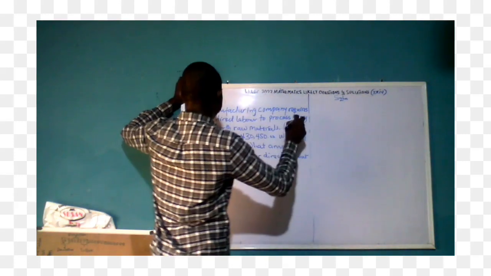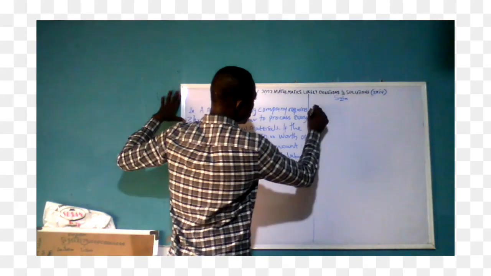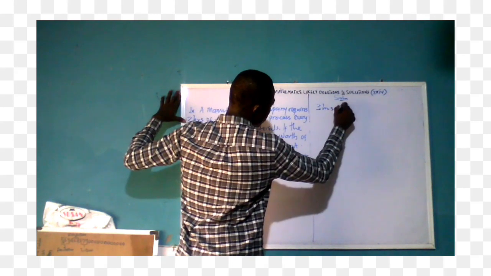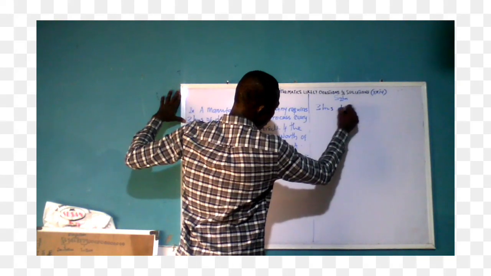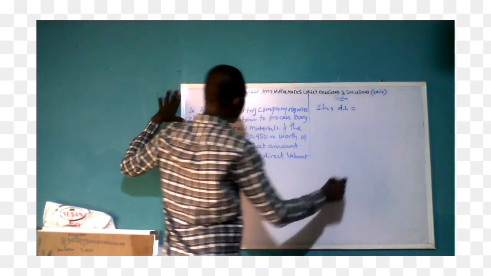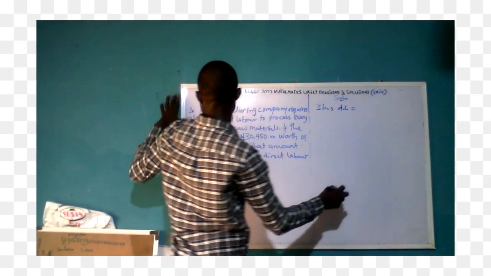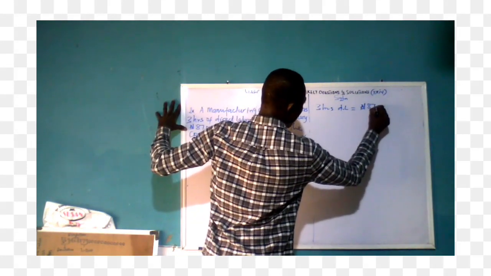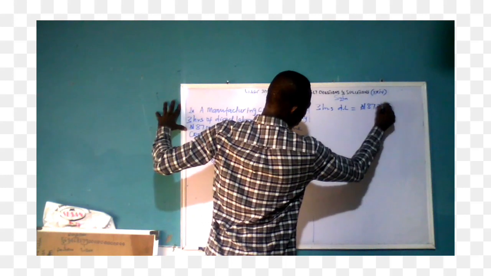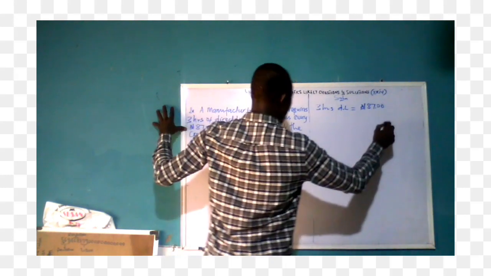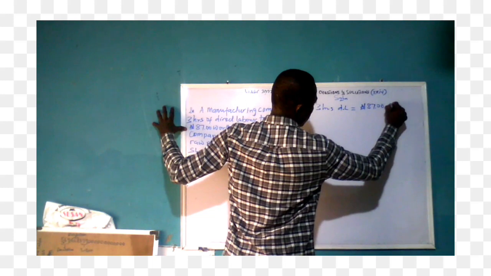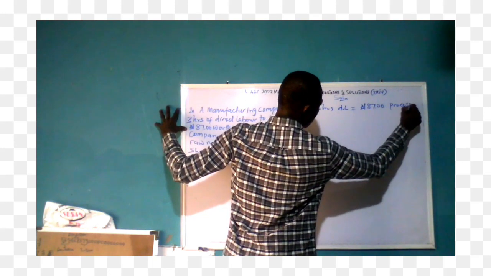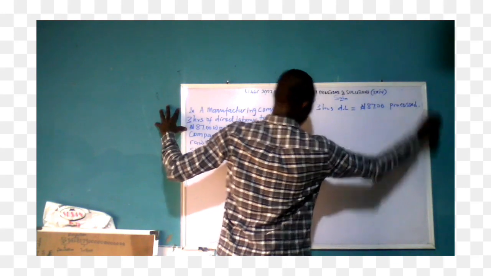We are told that 3 hours of direct labor, let me denote it by DL, will give us 87 naira worth of raw material processed. Okay, I can put it down in full.